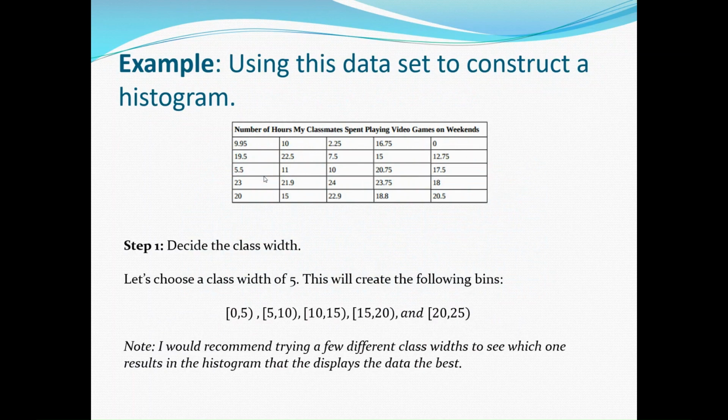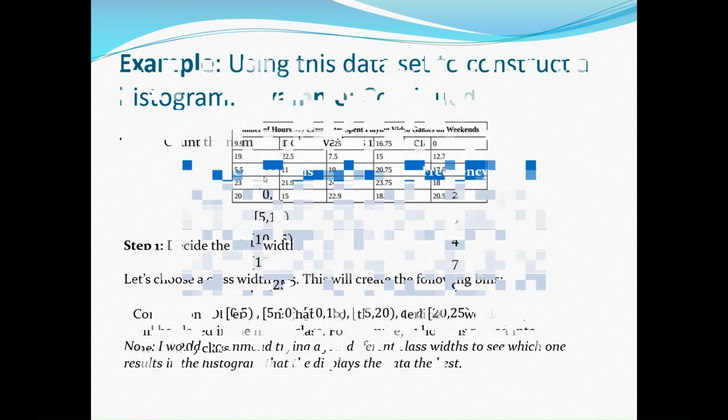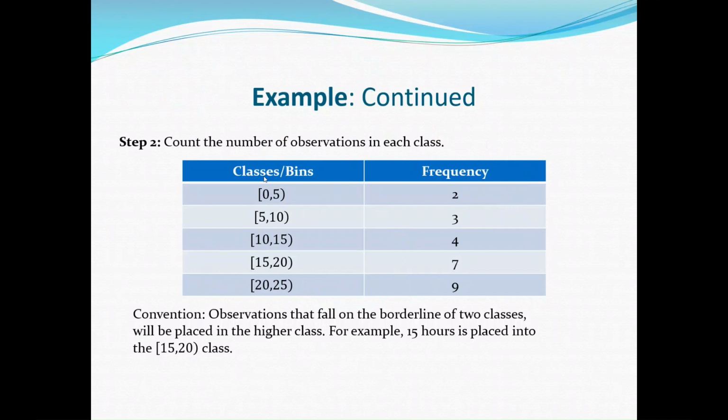And if we come over here, you'll see 9.95 in the first column of the data set. You'll see 5.5 in the first column of the data set. And then in the third column, you'll see 7.5. And those are the only three numbers that are in that second bin. Okay. So you'd come over to this frequency table and you'd write in a 3 for 5 to 10.